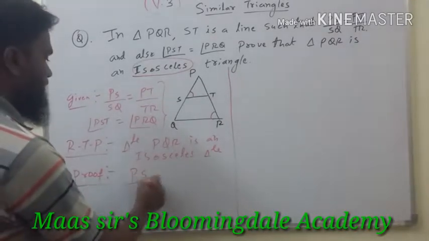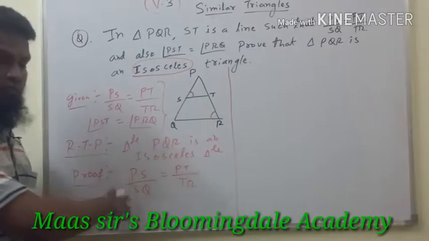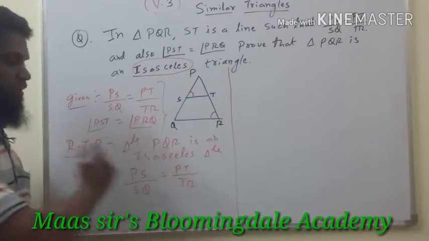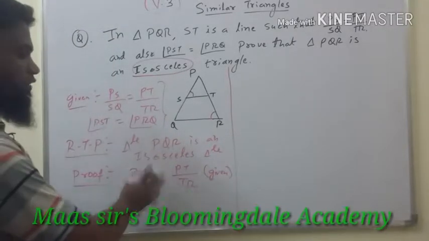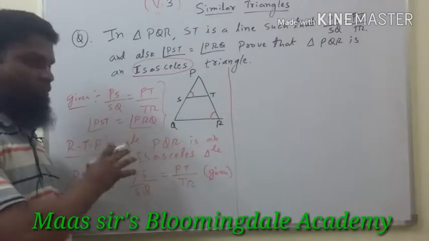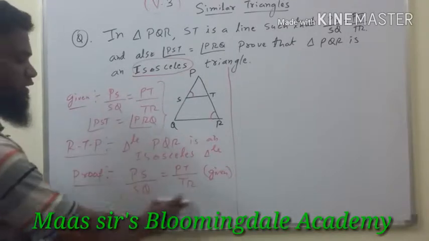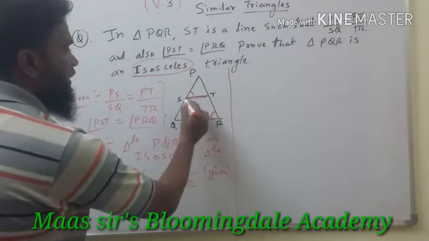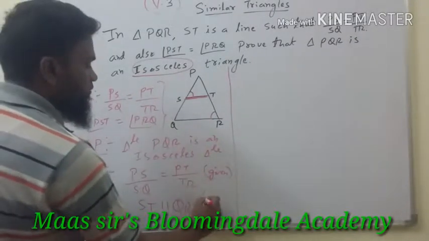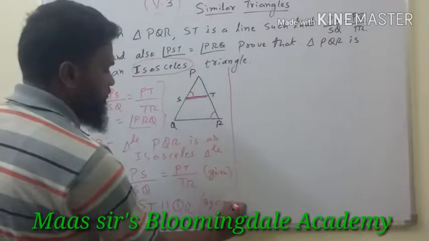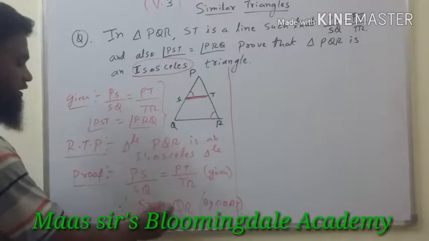First of all, let us take PS by SQ is equal to PT by TR. It is given. Now you have to use the theorem which is known as the converse of BPT, which you have learned. Here you are getting the sides in the same ratio, so we can write that line ST is parallel to QR. Why? By converse of BPT. Therefore we write ST is parallel to QR.